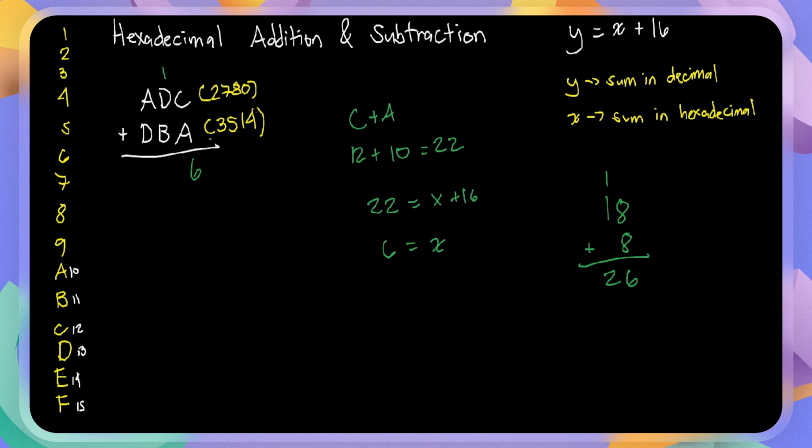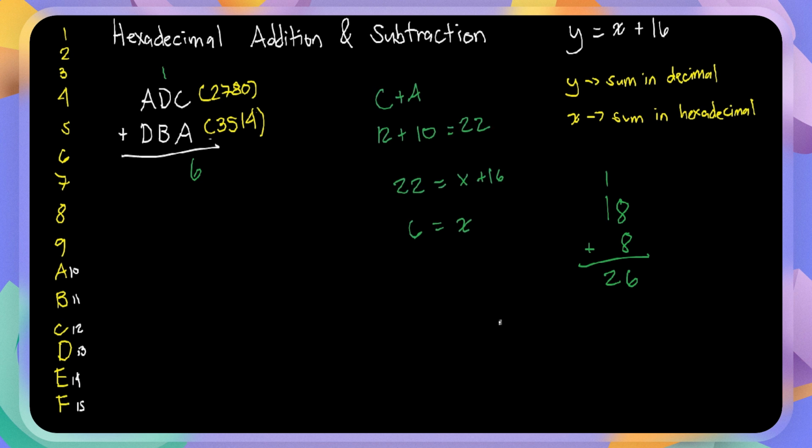So much like that, we carry a 1 here on top of our D and B. So I'm just going to move that to the side. Actually, I'll use a different color too, so you guys can see it clearly, and I'll just leave that there. So our D and B. D is just 13, right? So that's going to be 13 plus 11, which is going to be 24. 24 is equal to x plus 16. And then 24 minus 16 is going to be 8. So we write 8 here.